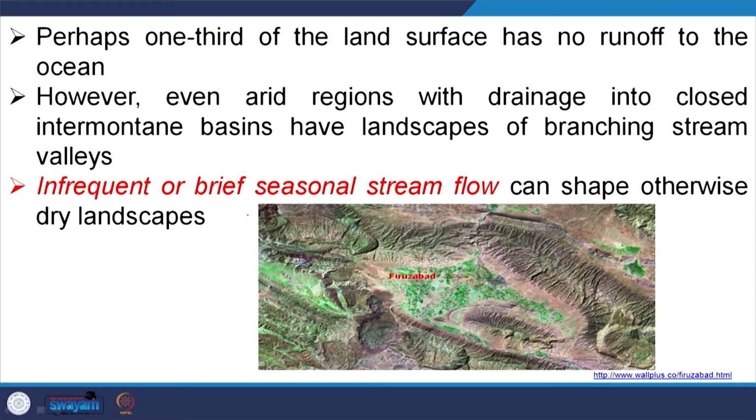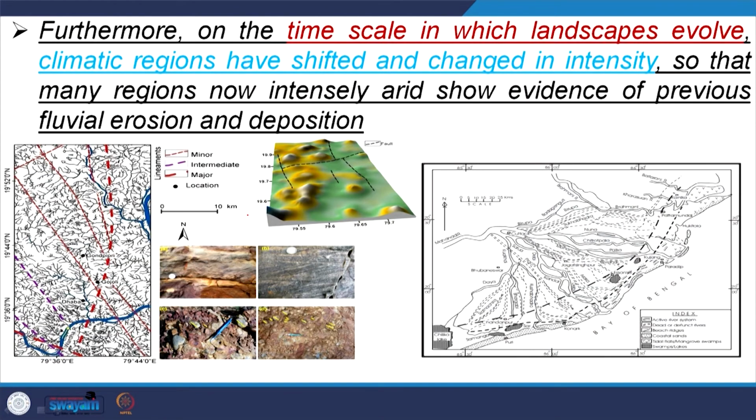So, in all these regions, if we analyze the geological past or the present, we will find the presence of rivers. Some of these rivers are permanent, some are ephemeral or seasonal, but the channel presence will be there. Furthermore, on the time scale with which the landscape evolved, climatic regions have shifted and changed in intensity, so that many regions now intensely arid show evidence of previous fluvial erosion and deposition.